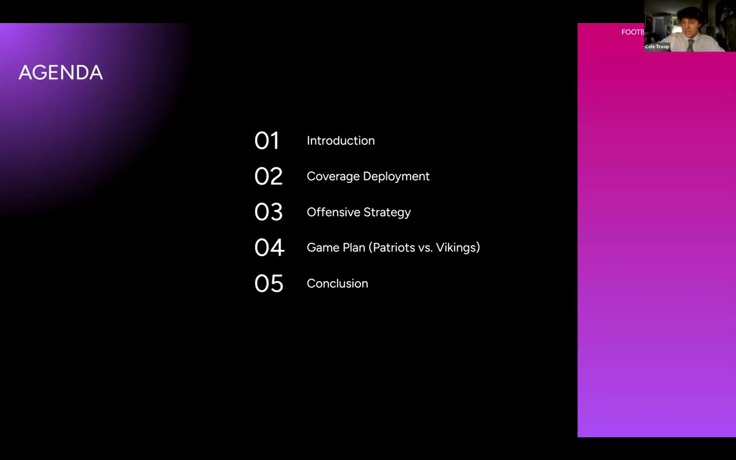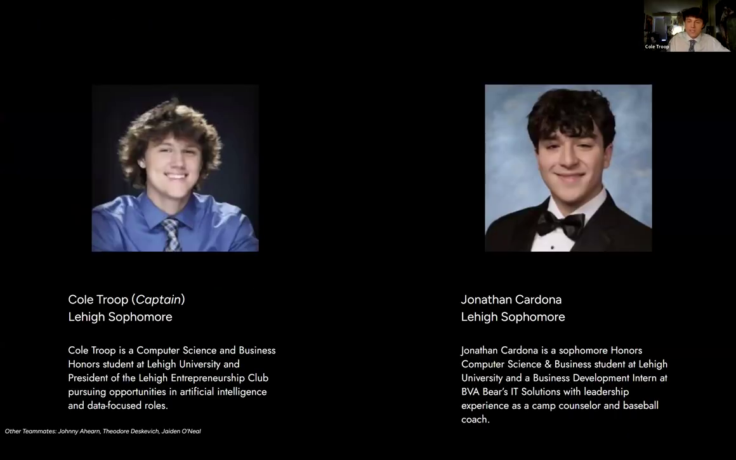So our agenda today is we're gonna go over introductions, just kind of figure out what we're working with. Then we're gonna cover coverage deployment, see how often teams use the two high safety, offensive strategy, how we're going to counter it, game plan. We chose the Patriots as our team to model, and we're going to do Patriots against the Vikings, how we're going to do that, and then we're going to go over our play for that game, and then some finishing thoughts.